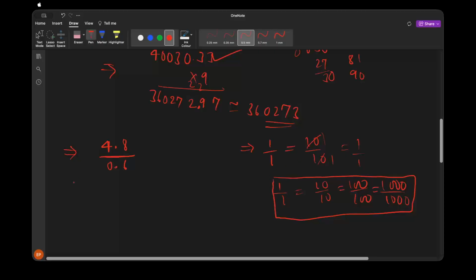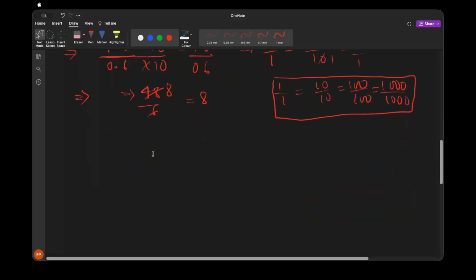So what I will do for this type of calculation is first check the digits after the decimal. How many digits are there here? 1. Here also 1. So I need to multiply by 10 on both sides. 10 by 10 is 1, right? The value won't change. So I have to multiply both numbers by 10. The upper value will become 48 and the lower one will become 6. So it is normal division now: 48 by 6. 6 ones are 6, 6 8s are 48. The answer is 8.